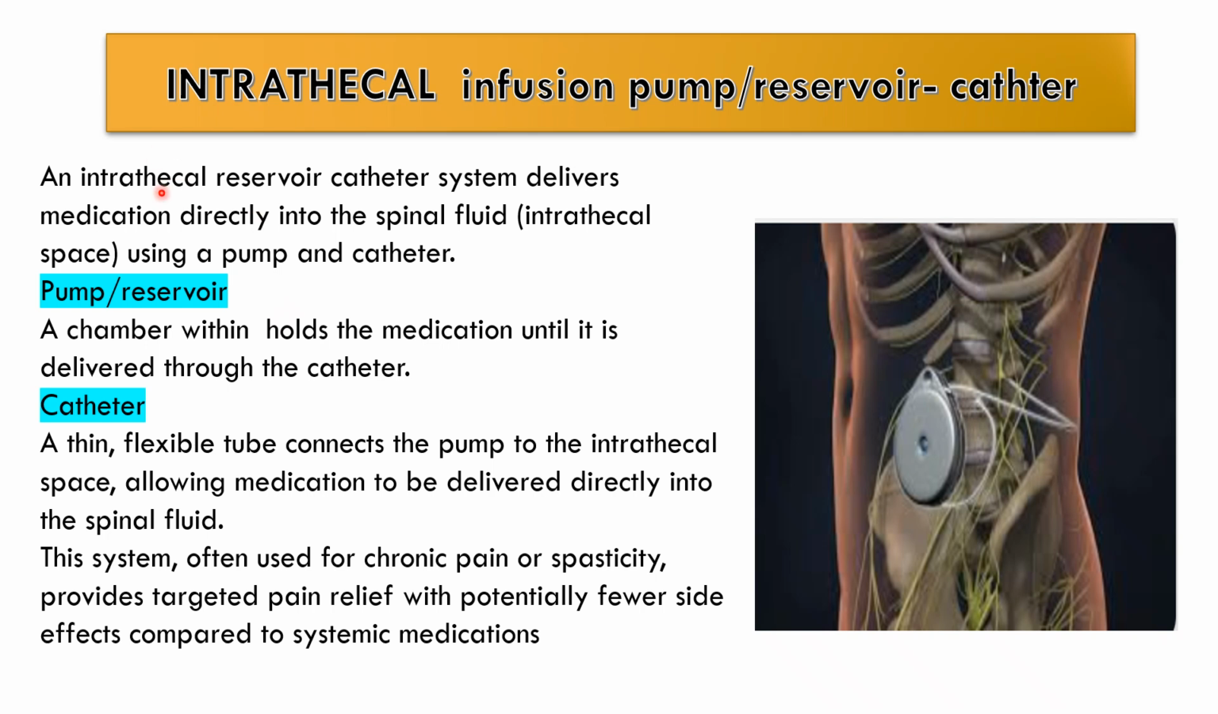So this is the next topic, that is the intrathecal infusion pump, reservoir and catheter. This system delivers the medication directly into the spinal fluid, and it mainly consists of two parts. One is a pump and a catheter. The pump, which is also called the reservoir, is a chamber which holds the medication until it is delivered through the catheter. While the catheter is a thin flexible tube which connects the pump to the intrathecal space, allowing the medication to be delivered directly into the spinal fluid. So you can see it is connected here, and so it can deliver the medication.